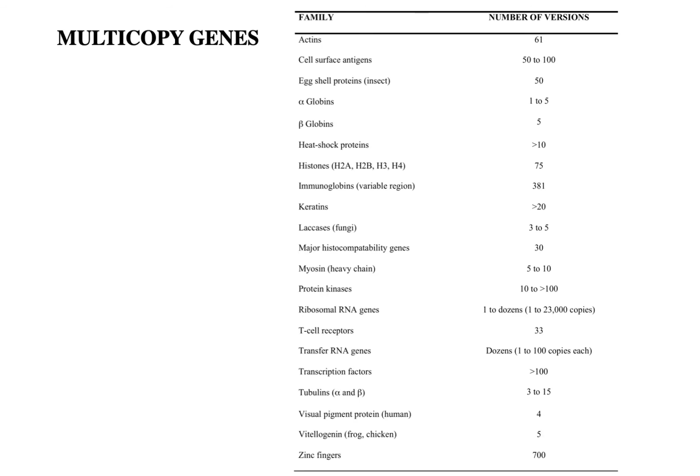Here's a list of multi-copied genes which form families. By no means is this an exhaustive list. So at the top you can see actin genes, where there are at least 61 versions. Alpha and beta globins, where there are 1 to 5 copies each, and sometimes many more than that. The histone genes, at least 75 different versions of those. Laccases in fungi, and ribosomal RNA genes, which I've already talked about before, 1 to 23,000, and in some cases even more copies than that, and many, many other gene families.